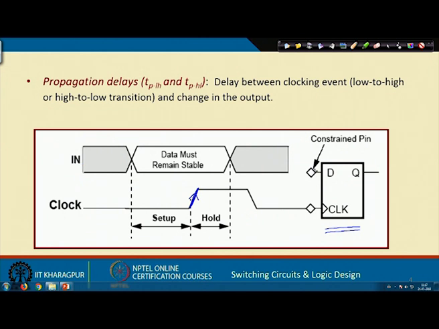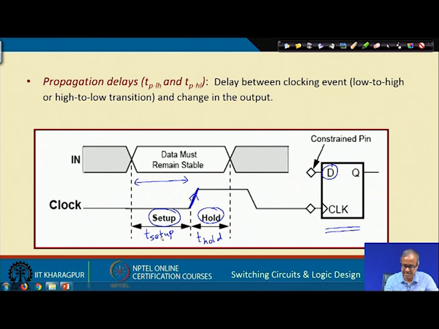Now, the input data is only a single data D. What I am saying is that before the clock edge comes, my input data must remain stable for at least a time equal to T setup. This is my setup time. And after the clock edge has come, I must maintain the data stable for another duration of time. This is my hold time, T hold. So, if you maintain these T setup and T hold constraints, then your flip flop will be working correctly.